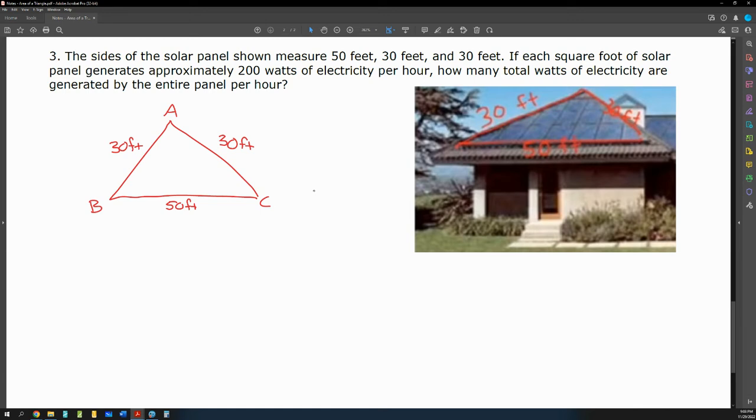The side length across from angle A is 50 feet, so that quantity squared. So we have 50 squared is equal to 30 squared plus 30 squared minus 2 times 30 times 30 cosine of angle A. Well, 50 squared is 2,500. 30 squared is 900. 30 squared is 900. And then 2 times 30 times 30 is 1,800.